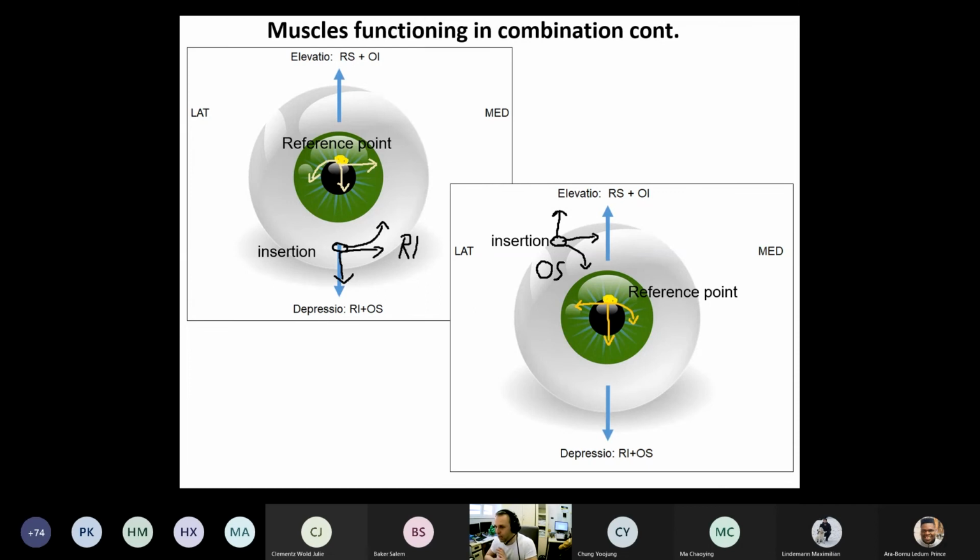Horizontal directions are much easier, because of the medial rectus and lateral rectus, and they have no such accessory movements which need to be cancelled by other muscles. So that's basically it.